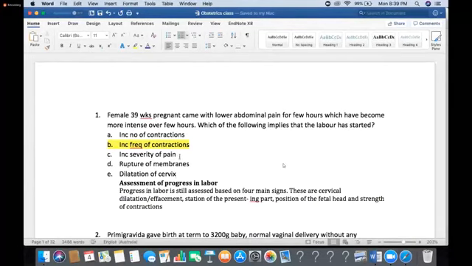Increased severity of pain is not an answer, because the increased severity of the pain indicates that there is some problem in the abdomen. That's why the patient is having severity of the pain, but the labor is not progressing.